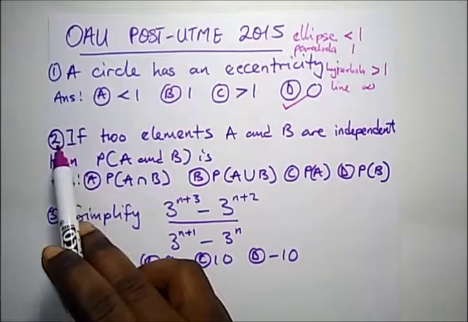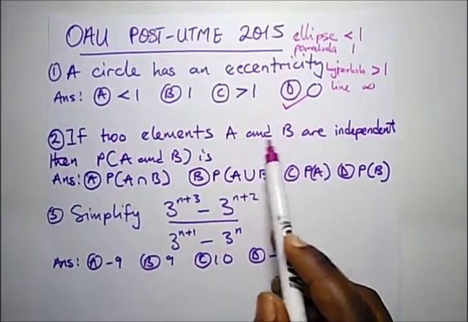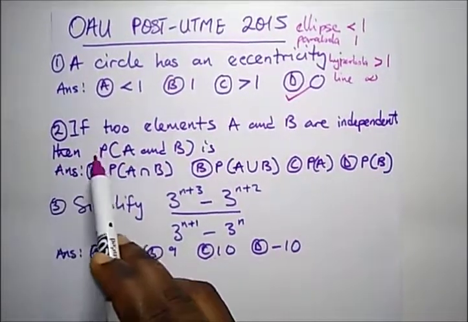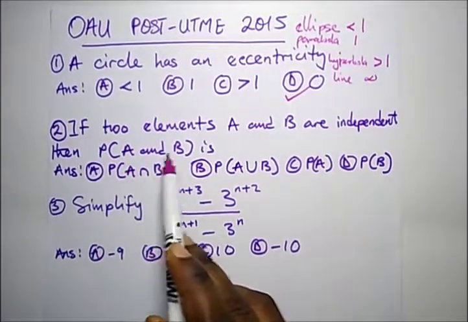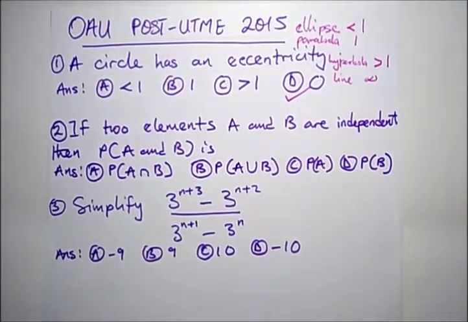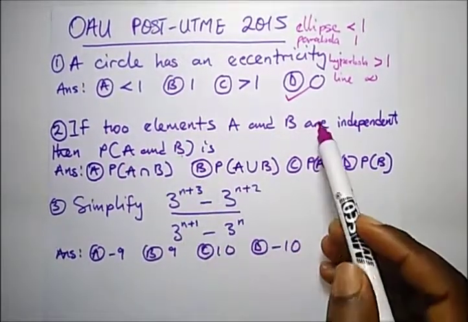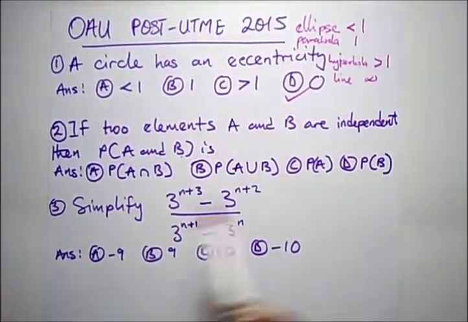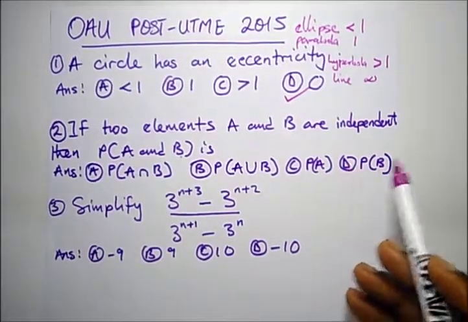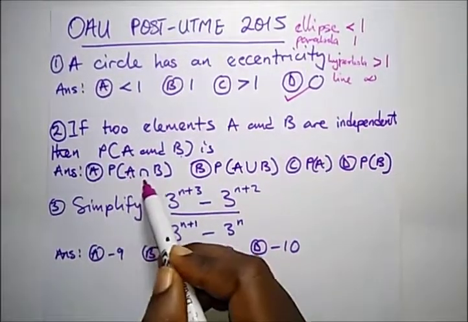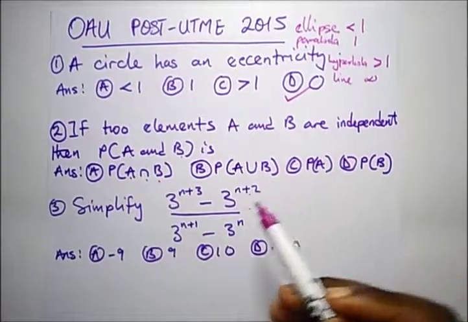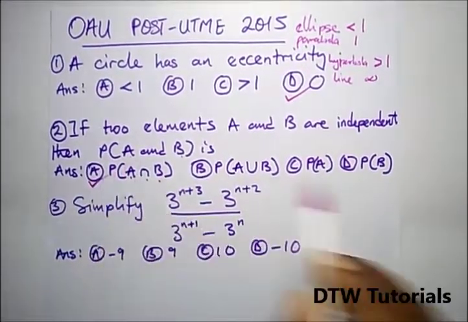Our next question, number 2, says if two events A and B are independent, then P(A and B) is, this is set. So it's just asking you what is the relationship between A and B since they are independent. So definitely the relationship is A intersection B, since they are independent. So this is our answer.